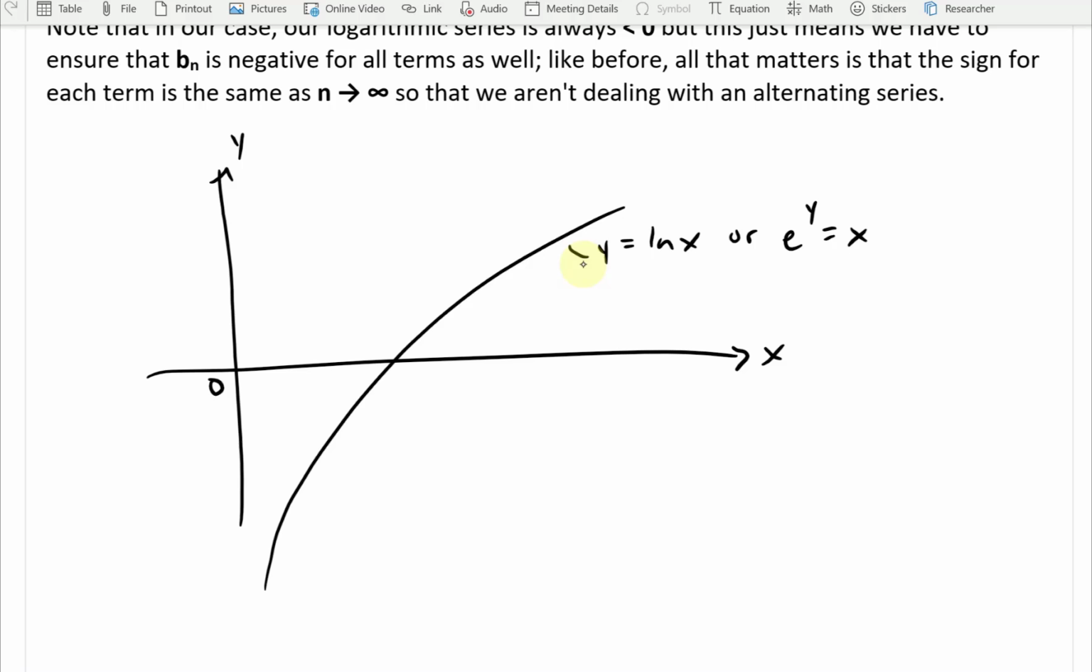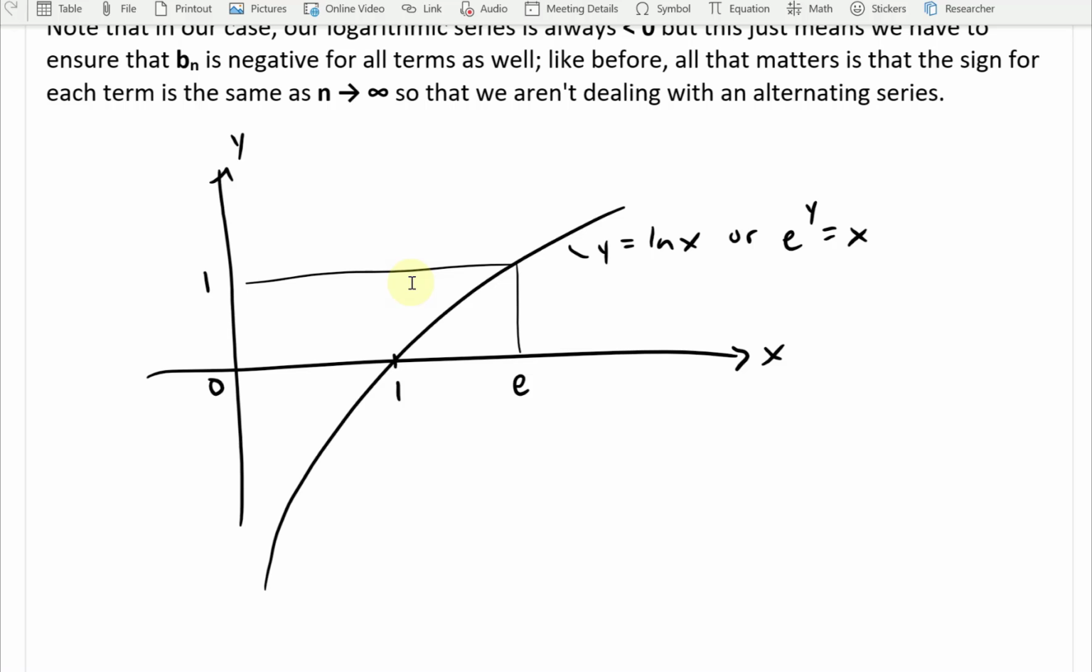So that means at this point right here, at x equal to 1, y is 0, so e to the 0 is 1. And also just for reference, here is e: when x is equal to e, y has to equal 1, so e to the 1 equals e, like this.